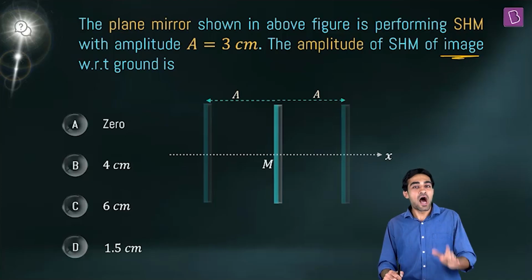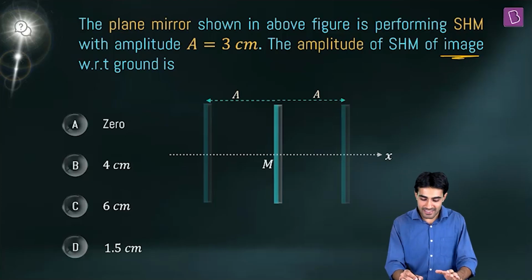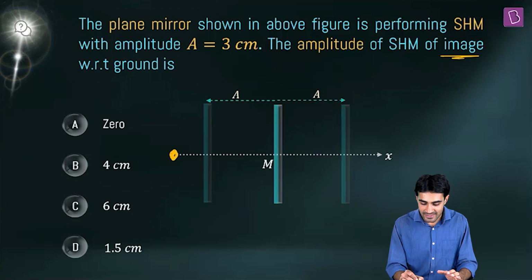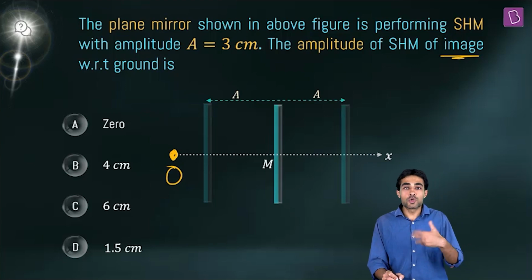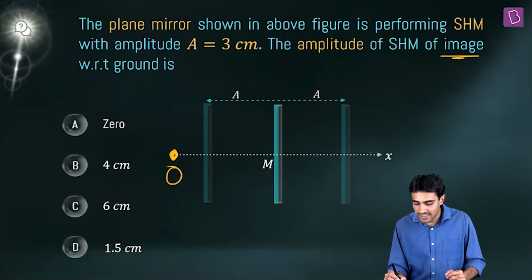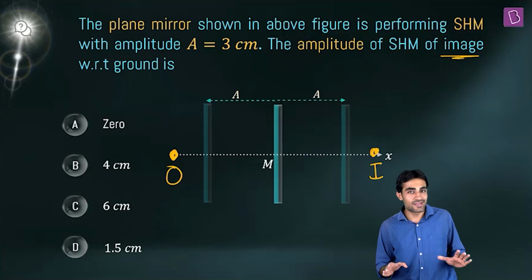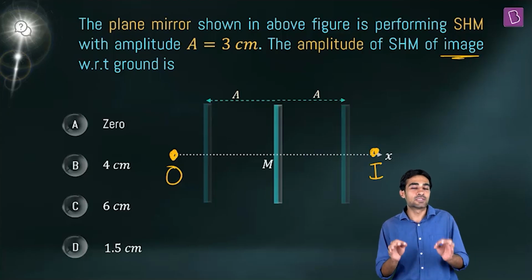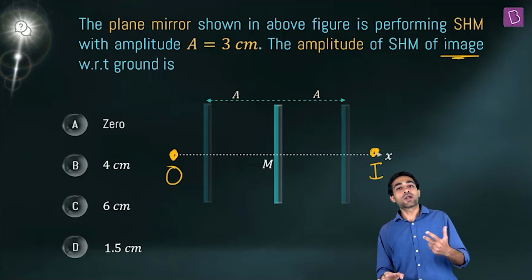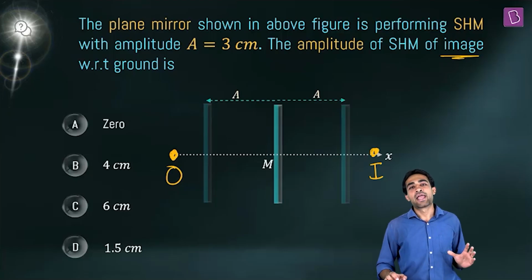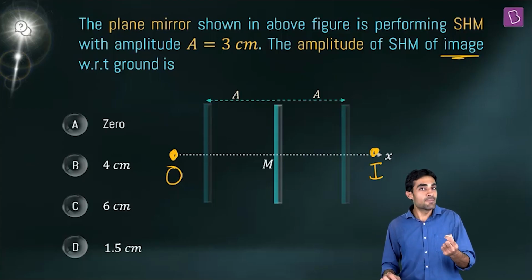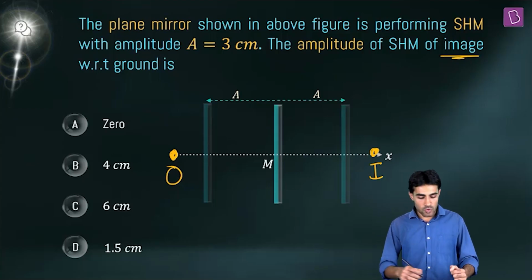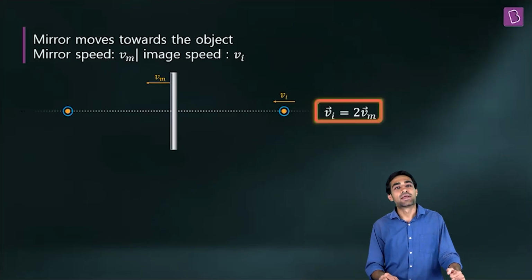What is the amplitude of simple harmonic motion of the image? Wow. Our object is stationary. So let me place the object over here. This object is stationary. Now if the mirror was also stationary, then we can see the image would also have been stationary. Everything would have been stationary if the mirror was not moving and the object was not moving. But what if the mirror is moving? Now we can remember there was a case when the object was stationary but the mirror was moving. So the case was this.